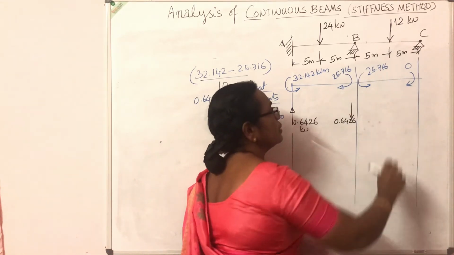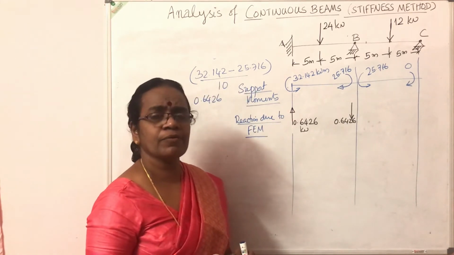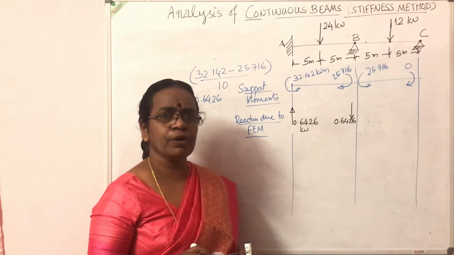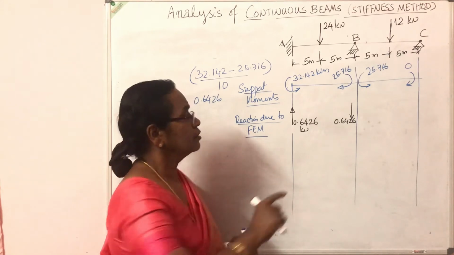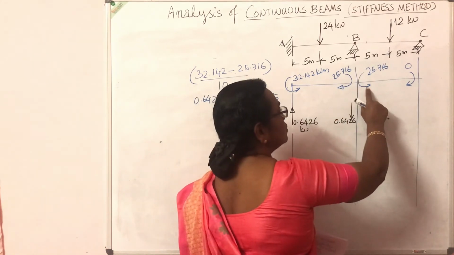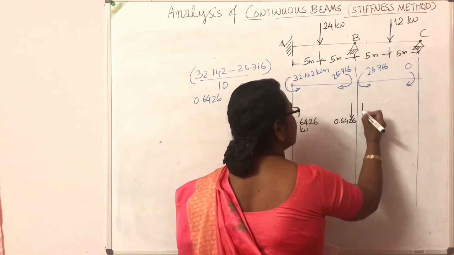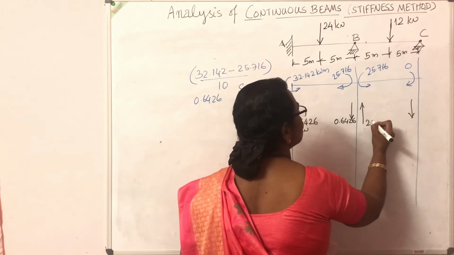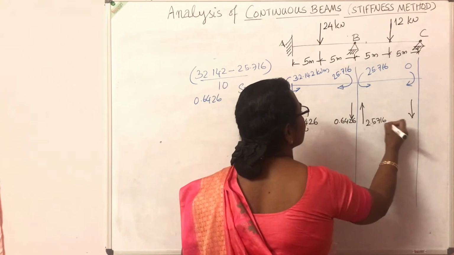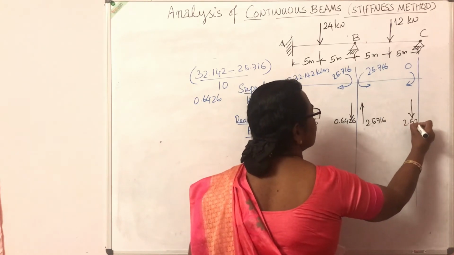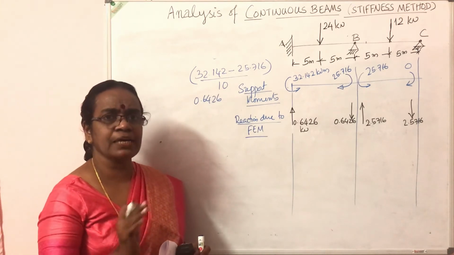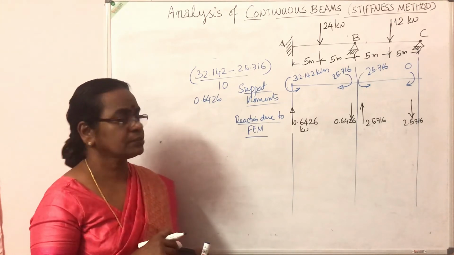Now, in the span BC, there is an unbalance of 25.716 minus 0, 25.716 divided by 10. So 2.57 is an anti-clockwise moment. To balance it, a clockwise couple, left up, right down, and each will be of value 2.57. So these are the reactions for balancing the fixed end moment.